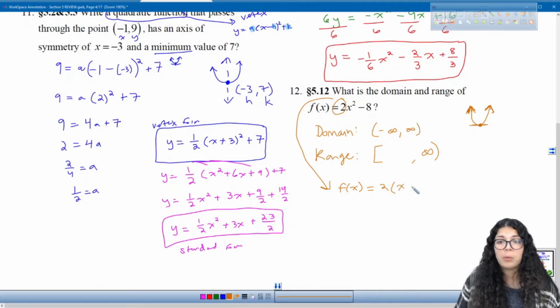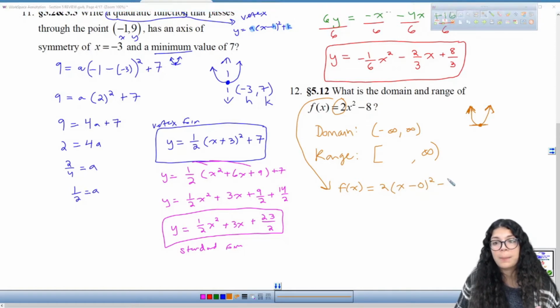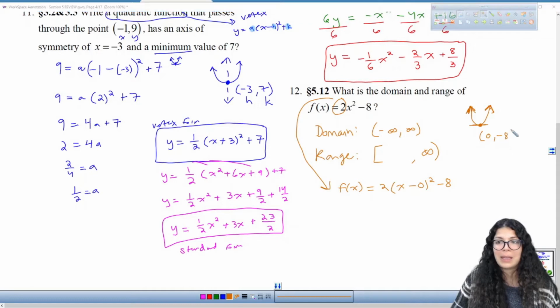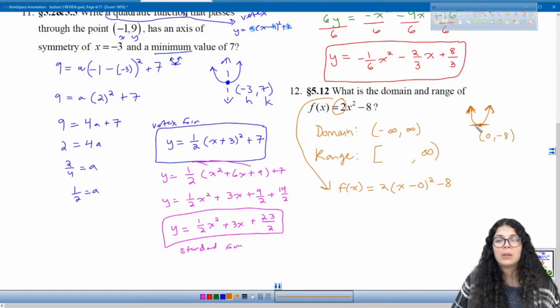The vertex form would be x minus 0 squared minus 8, right? You can see x minus 0 would just be x, so that's how you get x squared, okay? So your vertex is actually x is 0, y is -8. So you could see that y value, the lowest value of the parabola, will be that -8 value.